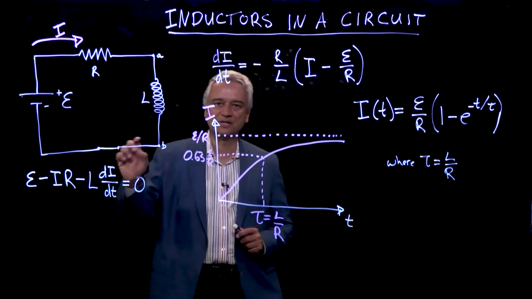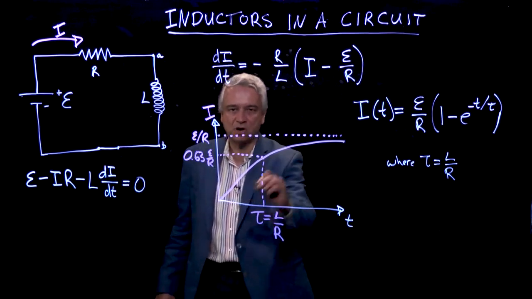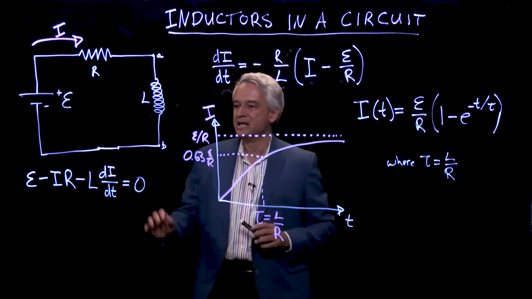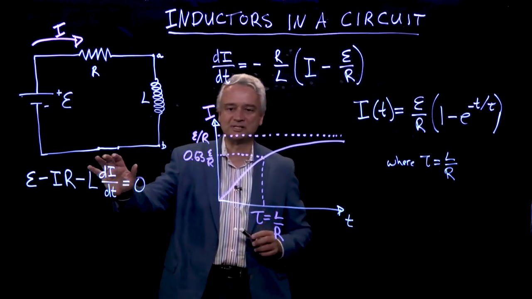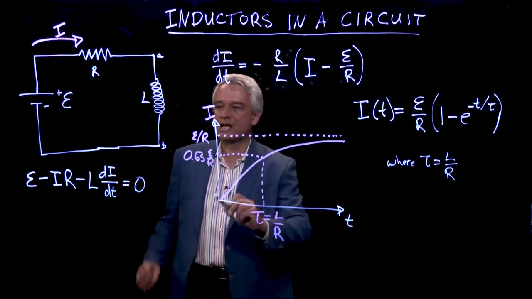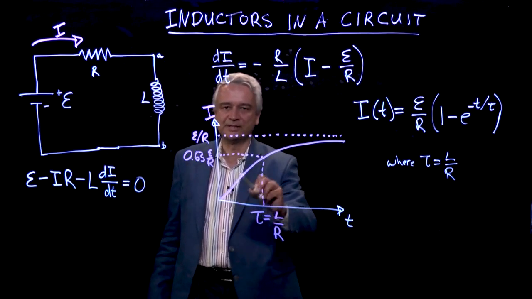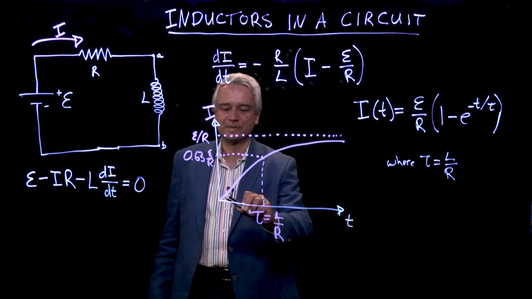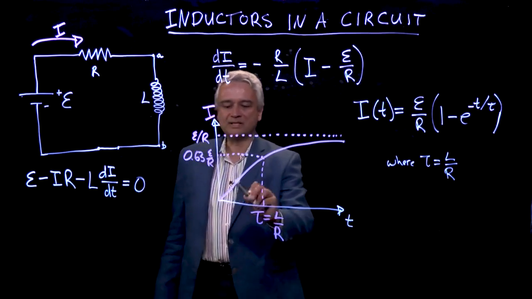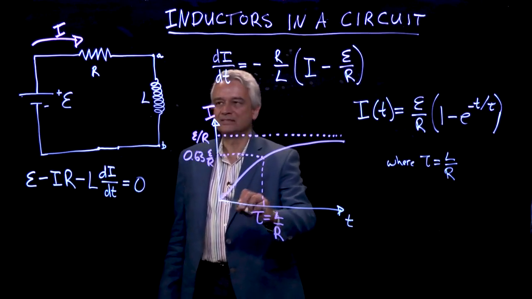Remember that with the capacitor, the charge was initially 0, and then the charge on the capacitor rose linearly. This time, the current is initially 0, and the current starts to rise, but that induces a back EMF, and the result is that the current rises only linearly. It doesn't jump up.